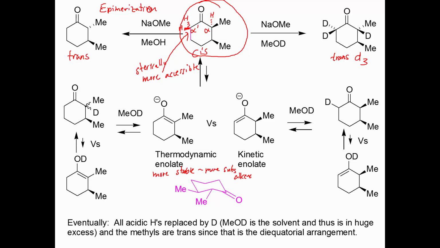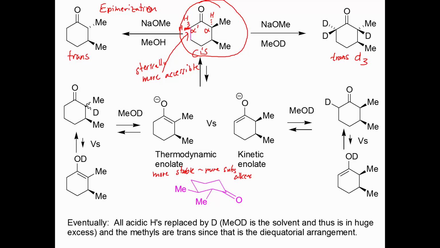Okay, since that position is sterically more accessible, it's easier to pull off that proton. And so in this particular case, we have a thermodynamic enolate and a kinetic enolate. As a general rule, the kinetic enolate is the one that comes from removing the less acidic hydrogen, or more accessible, sterically more accessible hydrogen, but it's not always the case. Sometimes there can be extreme differences in the acidity. We'll see cases of that a little later in this chapter.